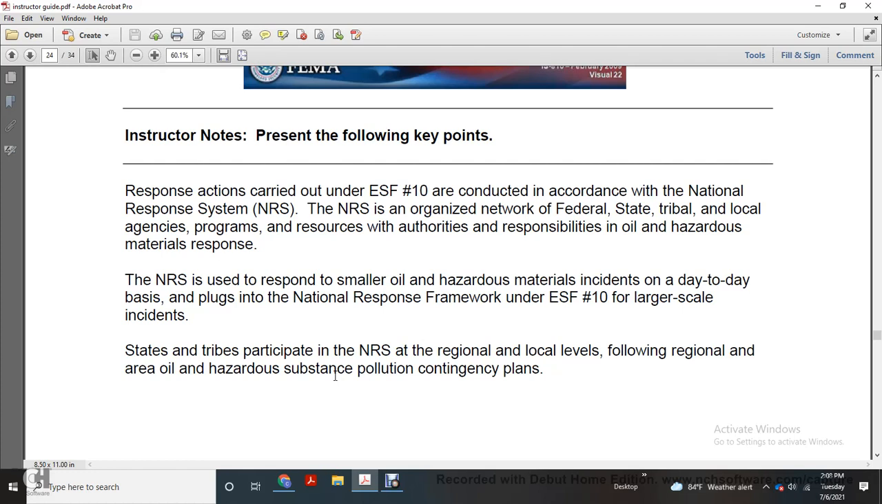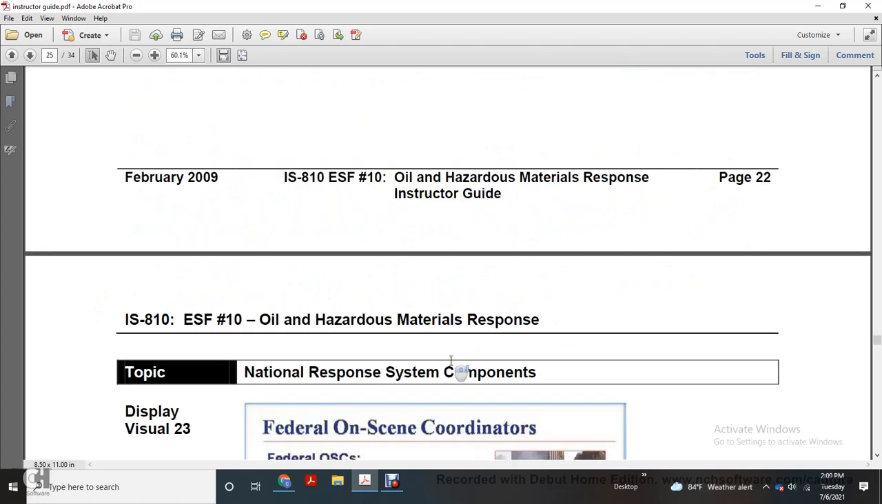The National Response System responds to smaller oil and hazardous incidents on a day-to-day basis and plugs in with the National Response Framework under Emergency Support Function number 10. For larger scale incidents, states and tribes participate in the National Response System at regional and local levels, following regional and area oil and hazardous substance pollution contingency plans.